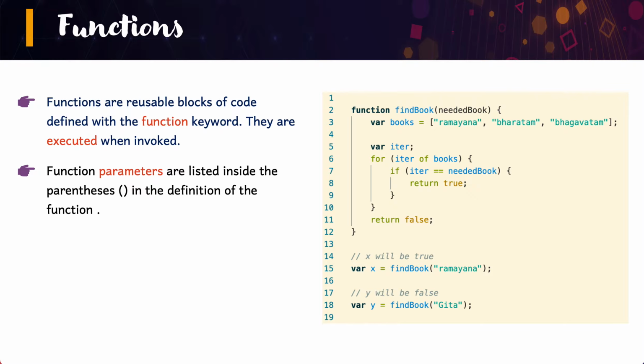True. But if you remember, in JavaScript there are no explicit data type assignments. The type assignment happens at runtime, which is why it is called a weakly typed language. So we just use the variable name. In line number 3, needed book is the parameter. If there is more than one parameter, they can just be listed with a comma separated list.